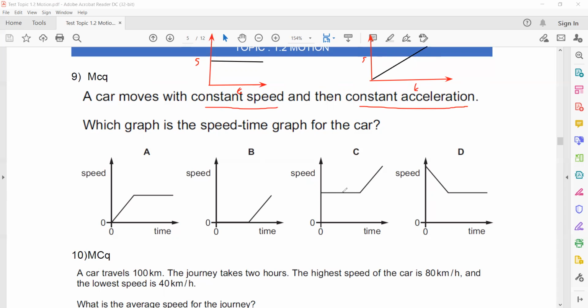So it should be a horizontal line first, which shows it's a constant speed. When the speed is constant, acceleration is 0. And then a straight line, what does it show? Its speed is increasing at a constant rate, and this is called constant acceleration. That's why C is the right answer. Is it clear? Question 9.